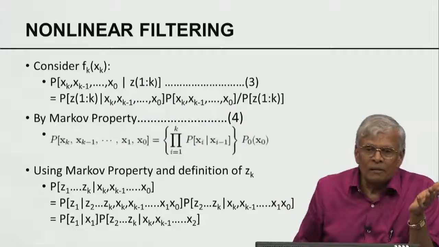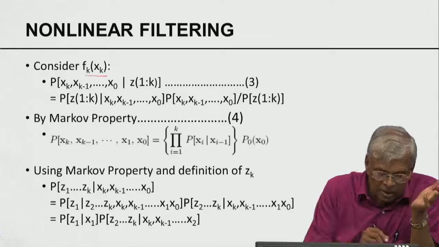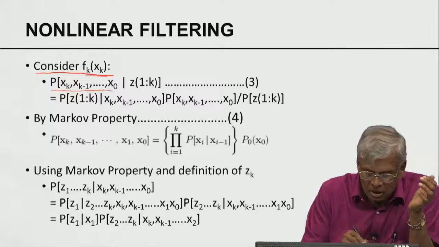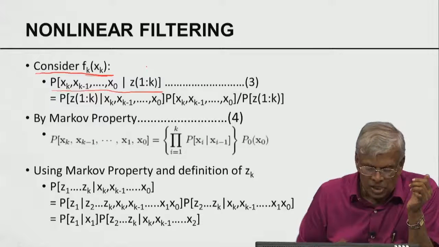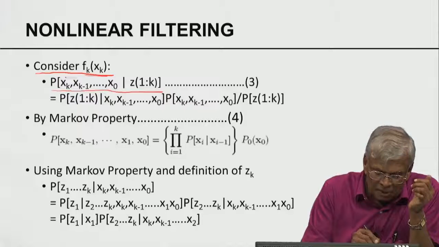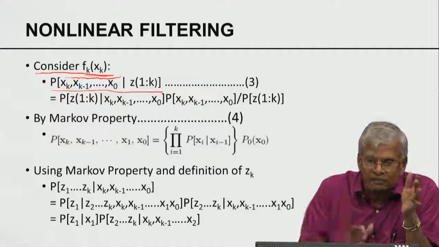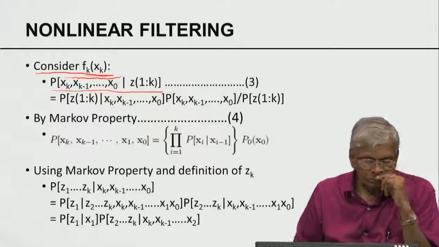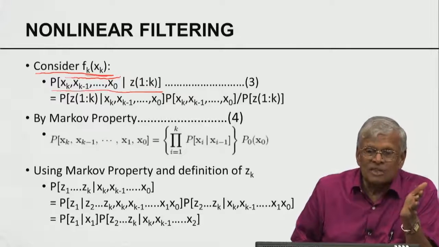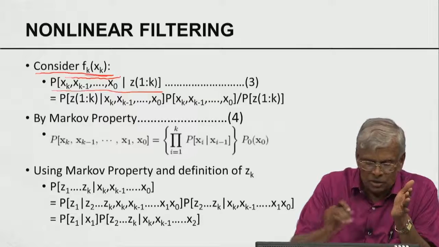So with this as the background, now I am going to talk about manipulating the expressions for f k, which is what I want. Now let us start with a basic statement. Given the observations from 1 to k, conditioned on that, I have a probability density over the state from x naught to xk. So that is a conditional probability distribution given the observations up to time k. You can see the following: xk is involved, and I am also interested in the trajectory of the system starting from x0 to xk.